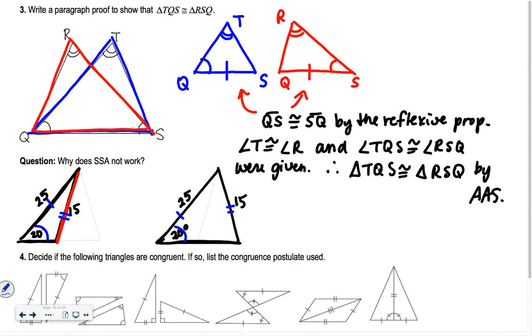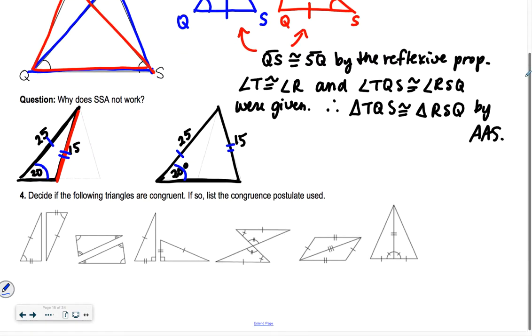So number 4, it says decide if the following triangles are congruent. If so, list the congruence postulate that was used. So what do we think on the first one? Are they congruent to each other? Yeah, by what? Yeah, SAS. This next one? Three angles congruent? Angle, angle, angle. Can we say that? No.